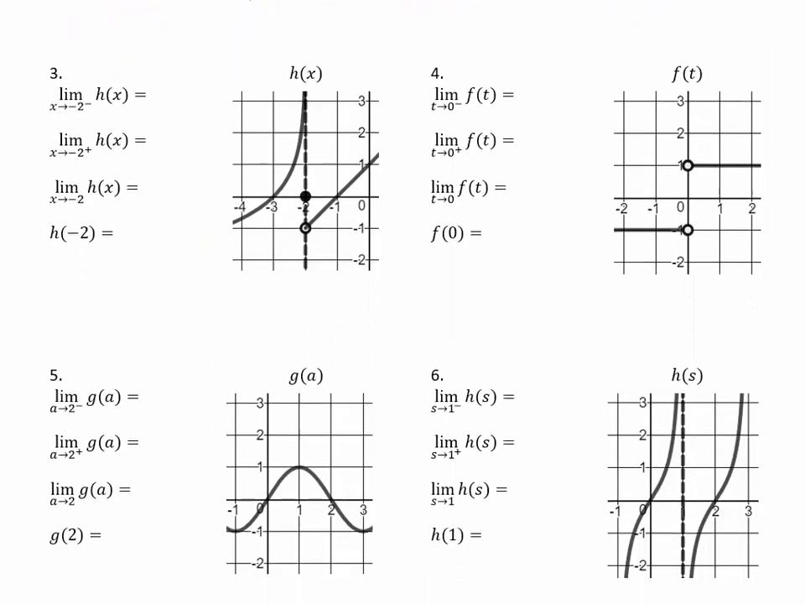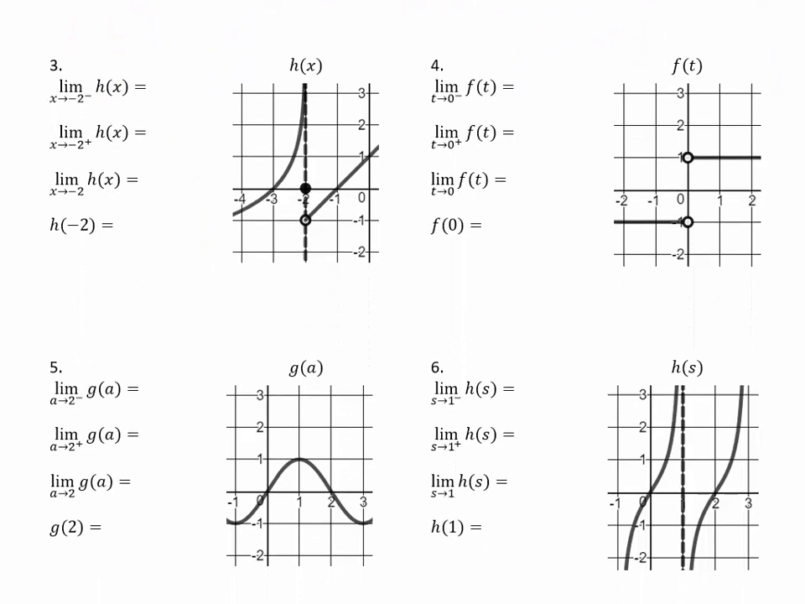All right, let's come down here and take a look at question number 3. What is the limit of h of x as x approaches -2 from the left? So here is -2 right here. It looks like we have on the left side here a little asymptote. So that dotted line right here is an asymptote. That graph's going up to it. From the right-hand side, it's not an asymptote, just a linear function.